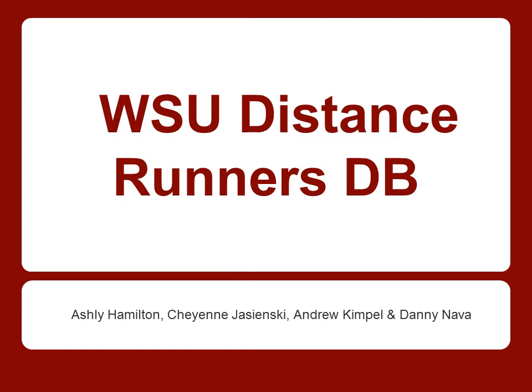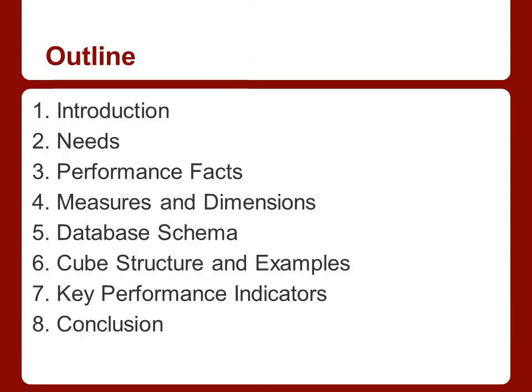So here's a basic outline of what we'll be going over today. First we'll be talking about the needs not only of the coaches but also of the system. We have many performance facts that we want to talk about. Next I'll be talking about the measures and dimensions of our database, and then moving on to talk about the specific schema of our database, exactly what goes into each table and how everything's connected through this central table. Next we'll be looking at the cube structure and examples of certain things that you can really find out from our cube. And then I'll be talking about key performance indicators and then wrapping everything up with the conclusion.